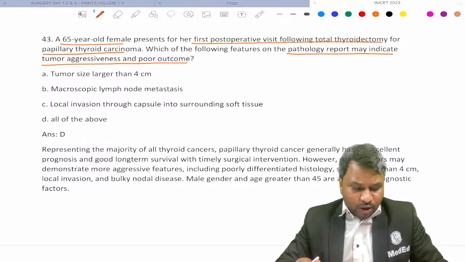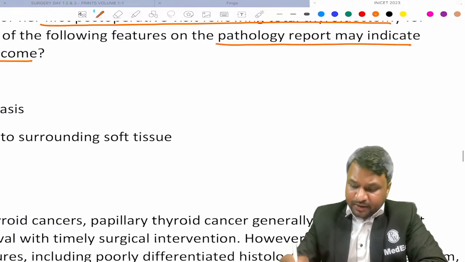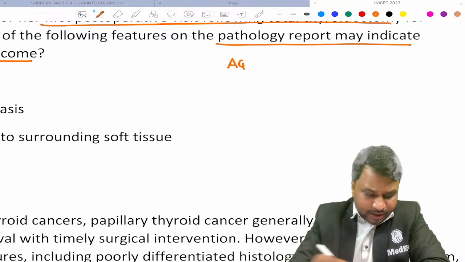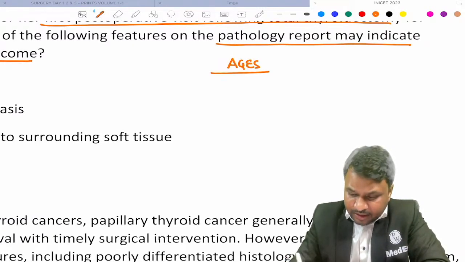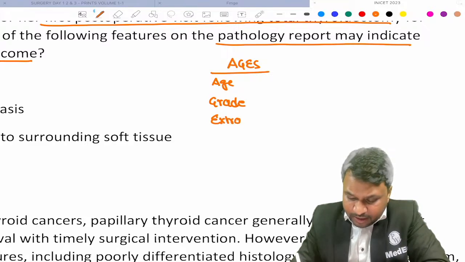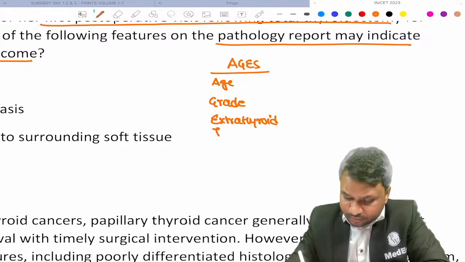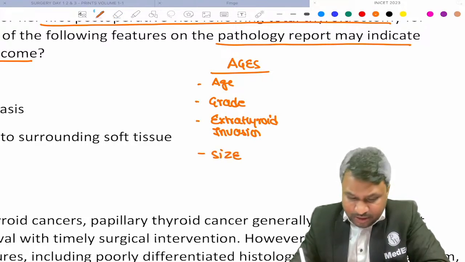Okay. So talking about the prognostic statuses here. In terms of prognosis, we have various criteria. Number one is your AGES criteria. A stands for age of the patient, G is the grade of the tumor, E is your extrathyroid invasion. So age, grade, extrathyroid invasion, and the size of the tumor, that is your AGES.